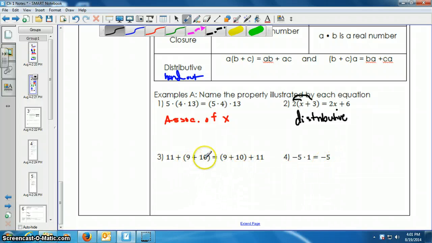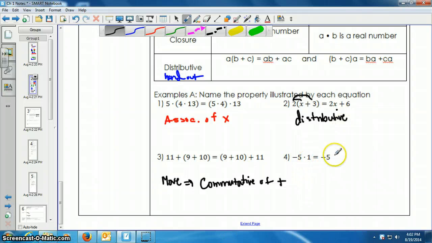So looking at the parentheses here, we're not changing groups. These are the same groups. But it looks like we have 11, 9, and 10, and now I have 9, 10, 11. It looks like our order's changing. So when we are moving things around, that is the commutative. Commute, like you're commuting to work. Might hear on the news. So it's the commutative property of addition.